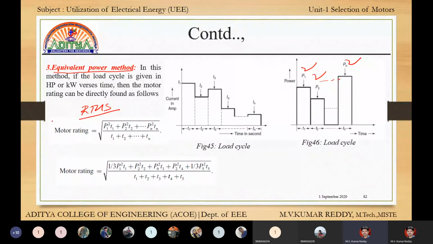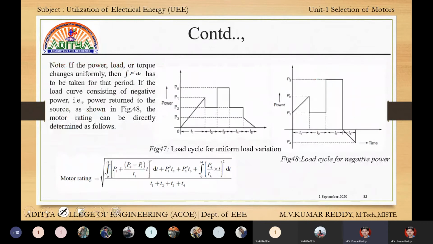Here is the motor rating. There are two types of motor ratings, and here we have to calculate this value. This is the normal graph. This is the formula for a normal graph, and this is the formula for an abnormal graph. Abnormal graph means this is the abnormal graph.